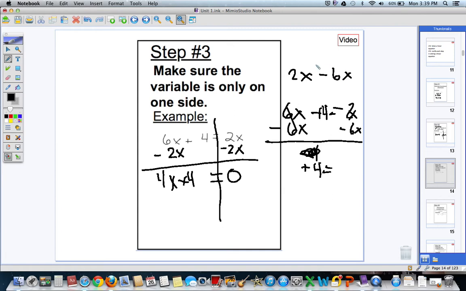That's very different than 6x minus 2x. These are different because of where the negative is. This is not what we're doing. This is the same as 2 minus 6. So 2x minus 6x is a negative 4x. Oh, it won't let me put an x here. Negative 4x. So we make sure our variable is only on one side.